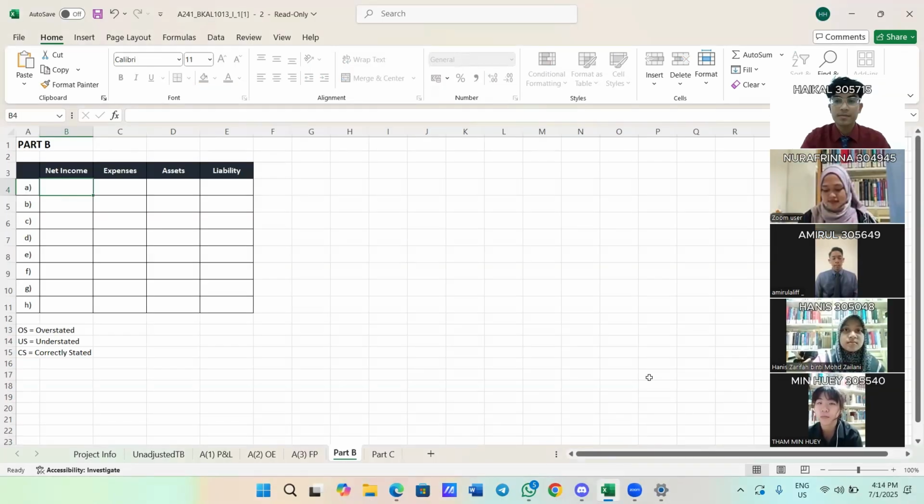Okay, guys, that's the answer for part A. We're going to continue our discussion for part B and part C. The question for part B is, the information erroneously omitted after completing the financial statements in part A, which requires the passing of adjusting entries. Explain the impact of the omission, OS overstated, US understated, CS correctly stated, on the elements of the accounting equation of Mass Media, especially the net income. So the question is, A, depreciation of office equipment and delivery van for the sum of RM 35,000.